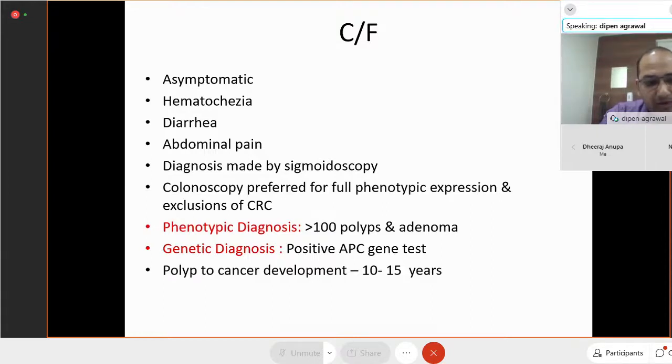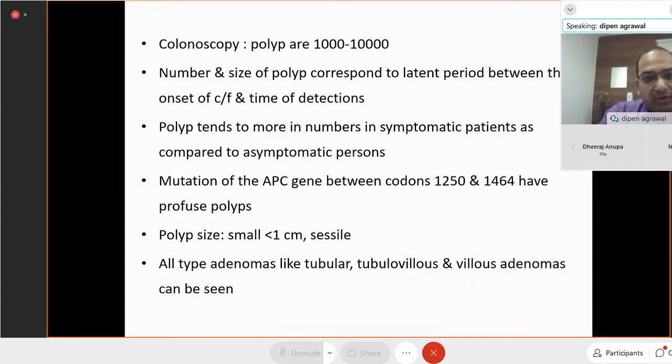The time for a polyp to develop into cancer is 10 to 15 years. On colonoscopy, we may find up to 10,000 adenomatous polyps. The number and size of polyps correspond to the latent period between onset of clinical features and time of detection. Polyps tend to be more numerous in symptomatic persons compared to asymptomatic patients. Mutation of the APC gene between codons 1250 and 1464 gives profuse polyps compared to mutations in other parts of the gene. Polyps are usually small, less than 1 centimeter, and sessile. All types of adenoma, tubular, tubulovillous, or villous, can be seen.